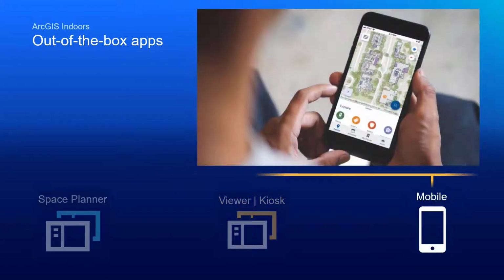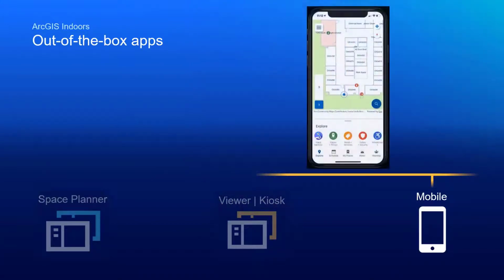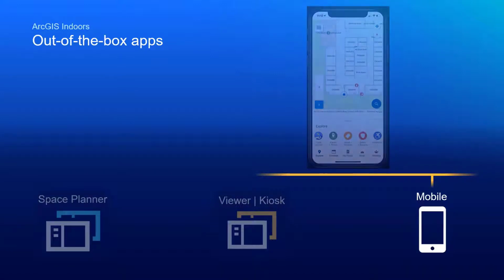The native mobile occupant experience offered by ArcGIS Indoors supports many of the same capabilities of the Indoors Viewer, in addition to supporting the ability to interface with indoor positioning systems to give the user a blue dot location of where they are on a map.